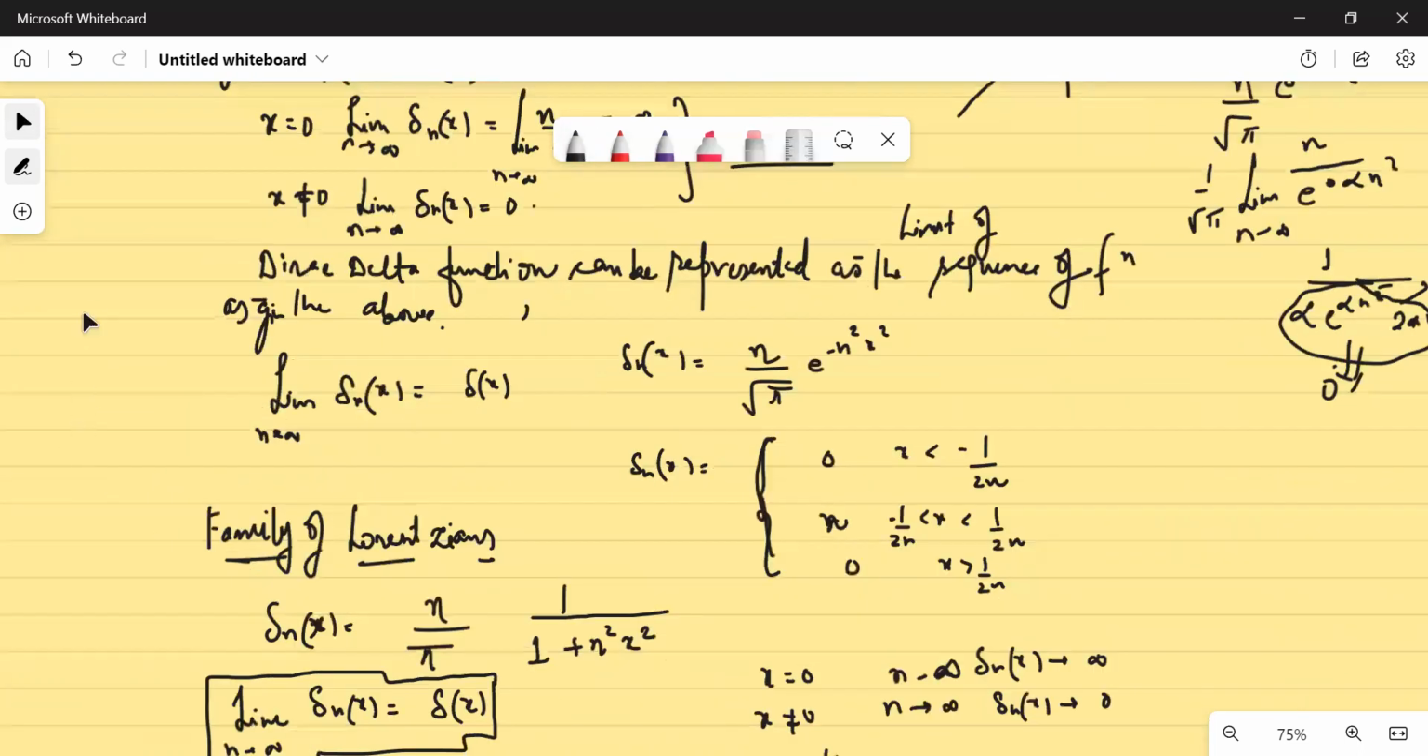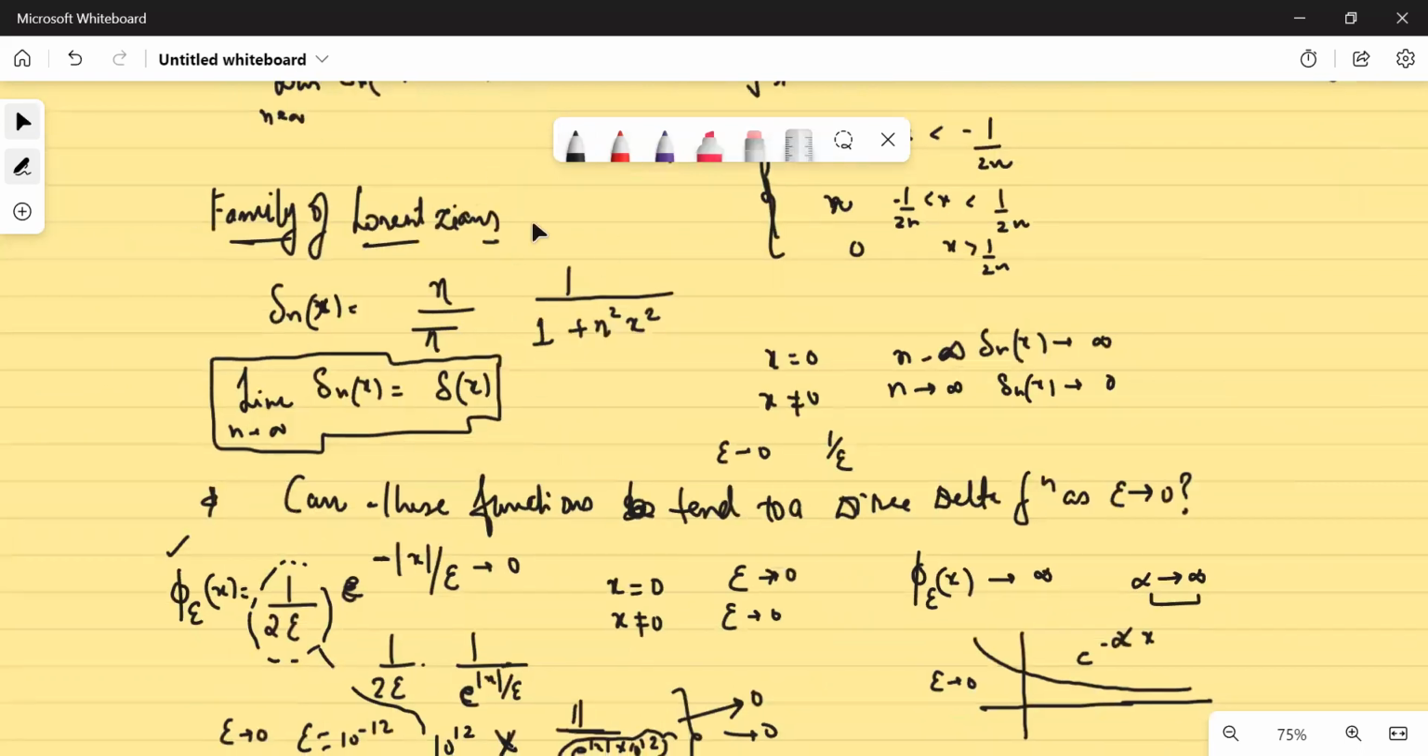Okay. Similarly, as we went along, we saw the family of Lorentzians represented by n upon pi, 1 upon 1 plus n square x square. This also represents in the limiting case your Dirac delta function. If x is equal to 0, then this is some 1, and as n tends to infinity, this will become infinite, infinitely large. And at x not equal to 0, this will be n upon something like 1 plus n square, so obviously as n tends to infinity, the denominator will be very, very large, and this particular term will become 0.